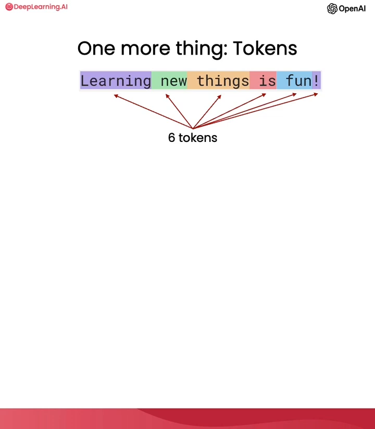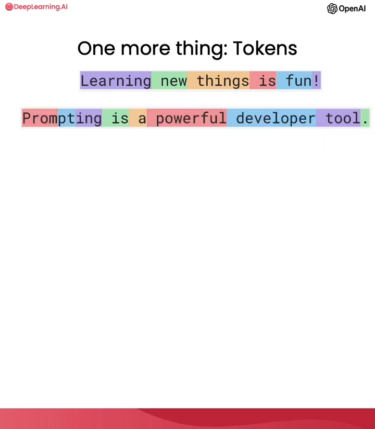Each of them is a fairly common word, and so each token corresponds to one word, or one word and a space, or an exclamation mark. But if you were to give it input with some somewhat less frequently used words, like "prompting is a powerful developer tool," the word prompting is still not that common in the English language, but certainly gaining in popularity. And so prompting is actually broken down into 3 tokens, "prom," "pt," and "ing," because those are commonly occurring sequences of letters. And if you were to give it the word lollipop, the tokenizer actually breaks this down into 3 tokens, L, O, and LLIPOP.